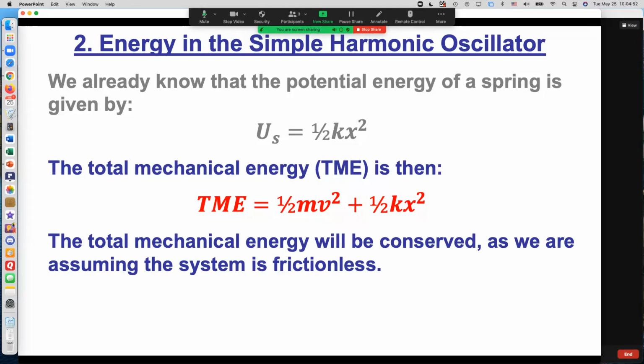Total mechanical energy will be conserved as we're assuming the system is frictionless. There are no external forces acting, all right? We always start that way. You look at what is the major thing that you need to figure out first, and then you start adding back all the things that modify it. So you start with a simple system and you make it more and more and more complex.